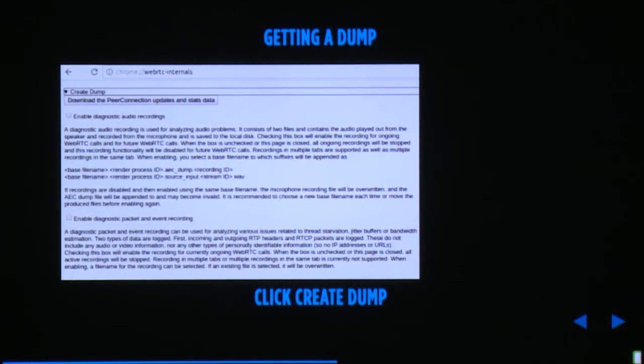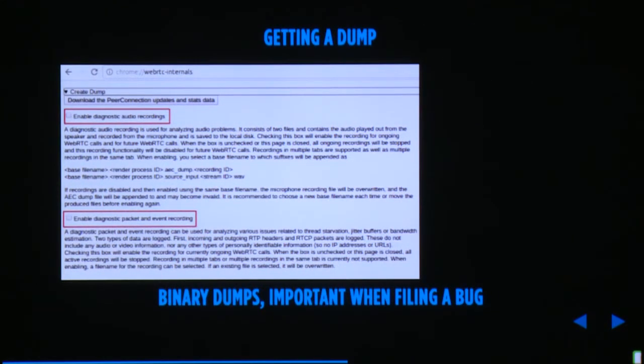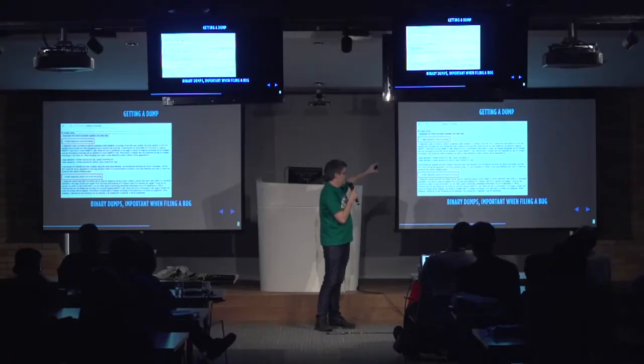So first, you navigate to the Chrome WebRTC internals page, and then you click on this create dump, and that gives you a number of options. The second and third are quite important when you need to file a bug. They get you dumps that the Google developers will ask for, because it allows them to understand the behavior of Chrome much better than what we can get from JavaScript.